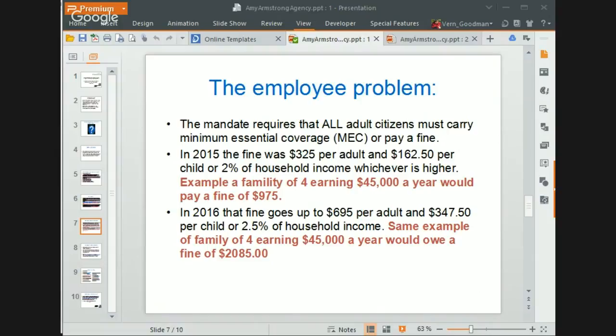In 2016, that fine goes up to $695 per adult and $347.50 per child, or 2.5% of household income. Same example, same family of 4 earning $45,000 a year would owe a fine of $2,085. Plans are for that to go up again in 2017 and 2018. As you can see, it is substantially costing more and more to the people who don't comply with the regulations.